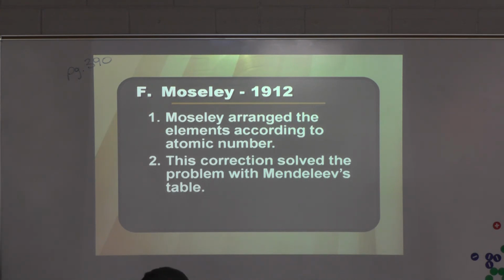So Moseley actually came up with a way to count the number of protons in the nucleus, which was kind of cool, a pretty big finding. And when he counted the number of protons in the nucleus, he realized that the proper way to arrange the list of periodic elements was actually by atomic number.